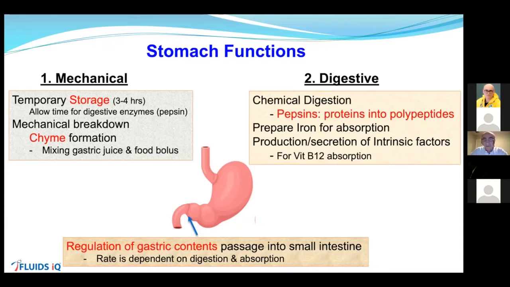At the same time, you have digestion that's beginning, as I said a moment ago, so that you begin to get pepsin activity. The proteins are broken down from very large polypeptides to increasingly smaller peptide entities. And of course, there are other things taking place. You're preparing iron for absorption. This is a key feature taking place in the stomach, and a whole number of various types of intrinsic factors that are produced and then secreted. So there's a regulation of the gastric contents as it moves into the small intestine that is very much rate dependent, and it's dependent on the amount of digestion and absorption.